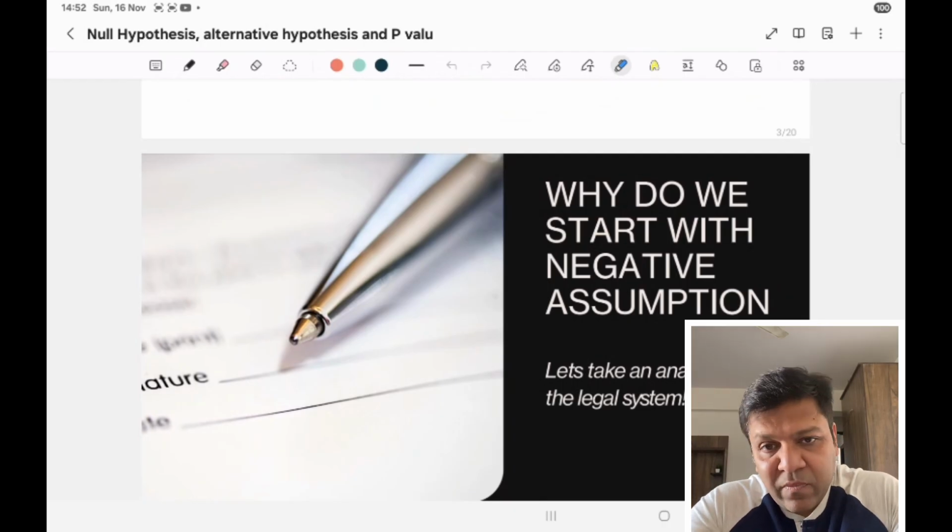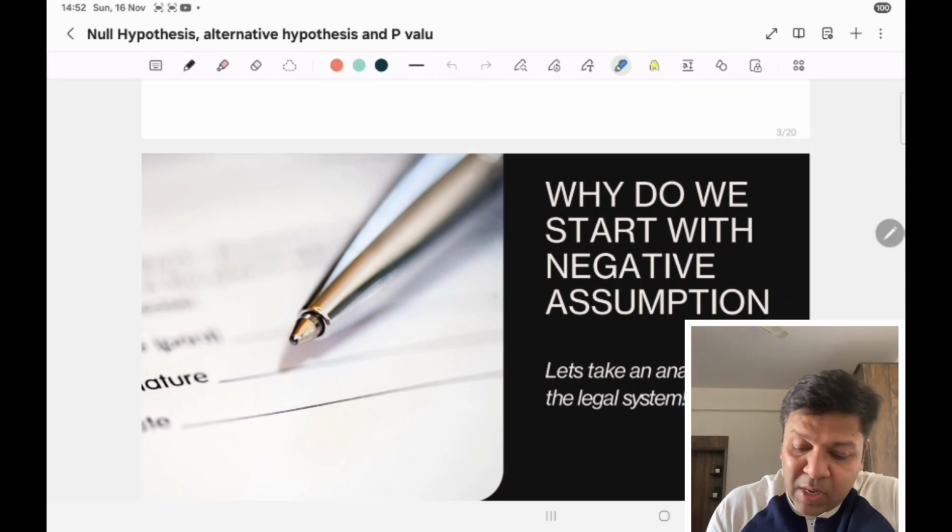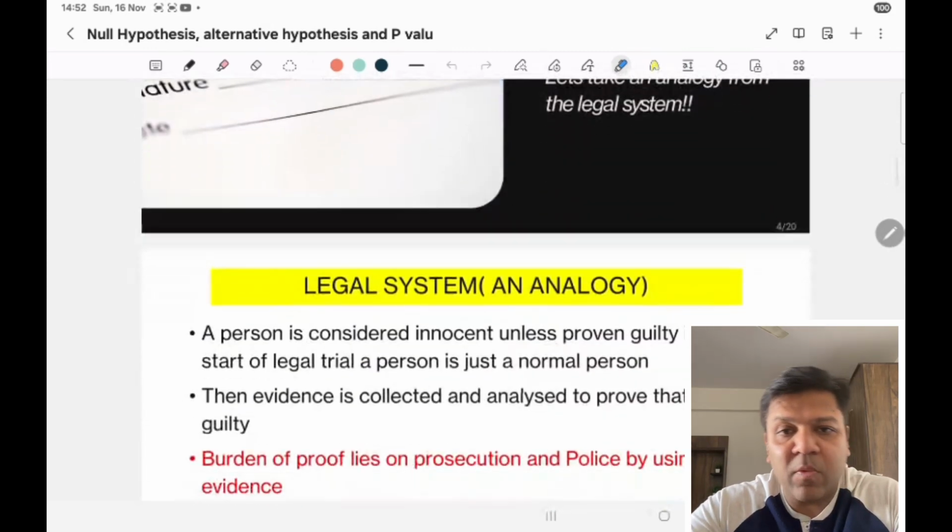So the question is, why do we start with a negative assumption? Shouldn't we start with a positive assumption? Shouldn't we say that our drug is effective and then try to gather the statistical data to prove it? No, we don't do it like this in statistics. And I am taking an analogy from the legal system that will make this point more clear.